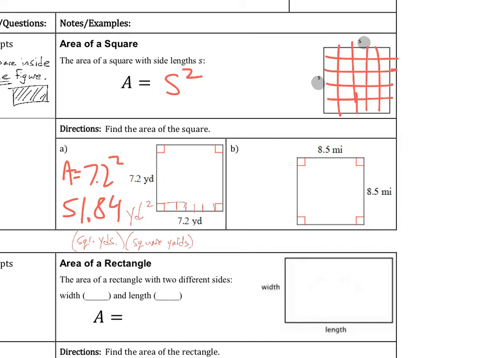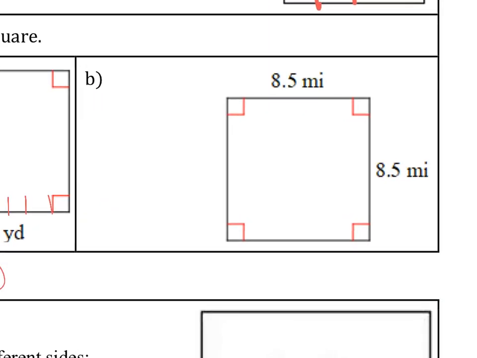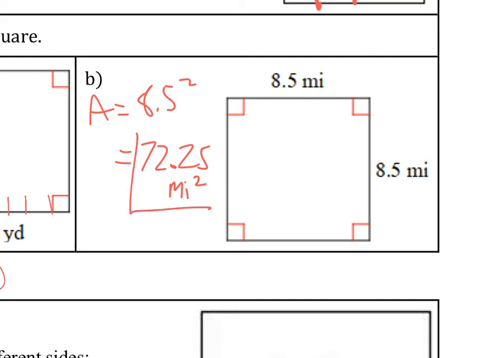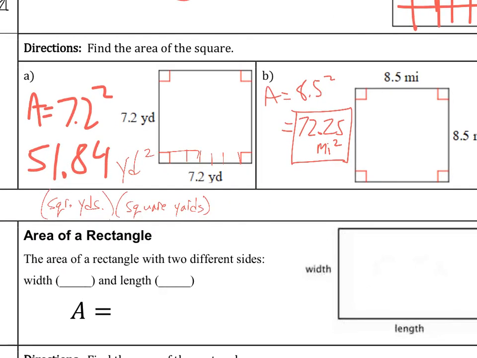So that's the idea. Again, just multiply them up. Try this one, maybe pause and try that. Area, we're going to get 8.5 squared, right? And that comes out to be 72.25, and this would be square miles, or miles squared. We read it square miles even though we write it as miles to the second power.